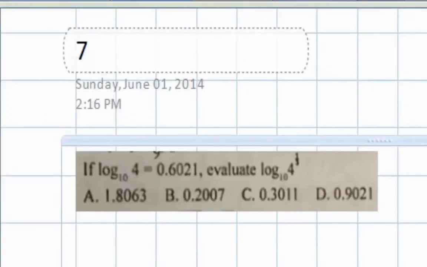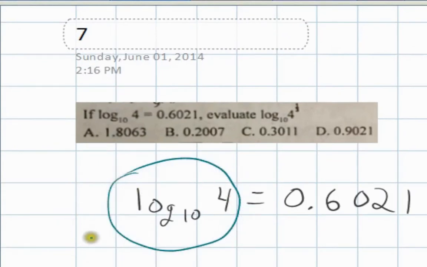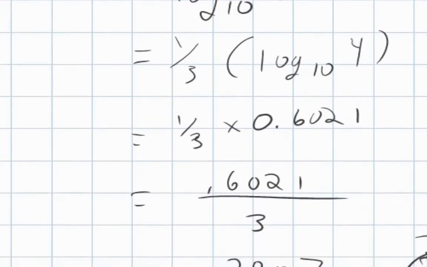Question 7 tells us if log base 10 of 4 is equal to 0.6021, evaluate log base 10 of 4 to the 1/3 power. So all you have to do is recognize this form. And you also have to know what to do with this exponent. So essentially, just remember that log base 10 of 4 is equal to this set of decimals. So over here, we have 1/3 times log base 10 of 4. How did I get there? I took this exponent and I put it over here, because by the rules of exponents, you can do that with logs. So now I have 1/3 times the log base 10 of 4.